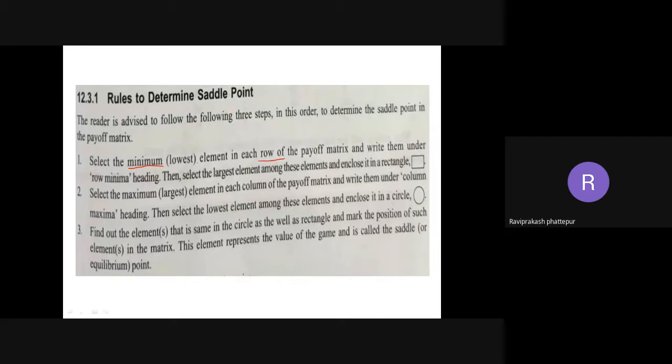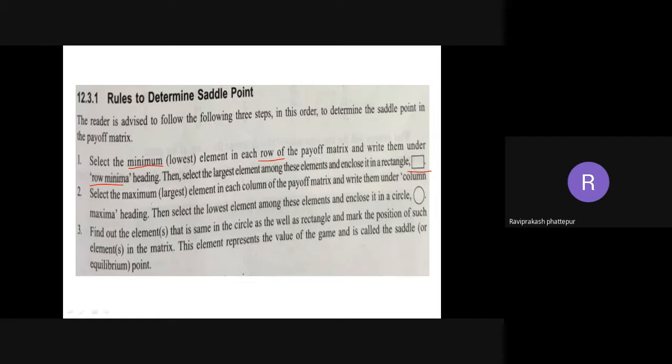Select the minimum element in each row of the payoff matrix and write them under the row minima. That means at the end, write all the minimum values of all the rows under the heading row minima or minimum. Then select the largest element among those elements and encircle it in a rectangle or square.